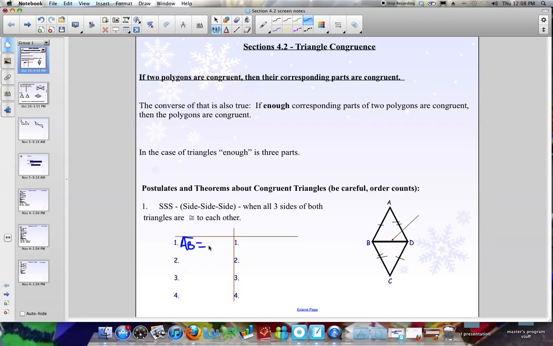is congruent to CD and that BC is congruent to AD. Our reason for those is that they are given to us. The tick marks are what tell us that they are given to us. The key number is 3 parts. They gave us 2, so we have to find the 3rd part that is congruent.